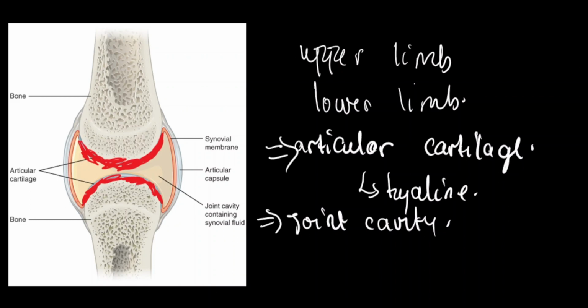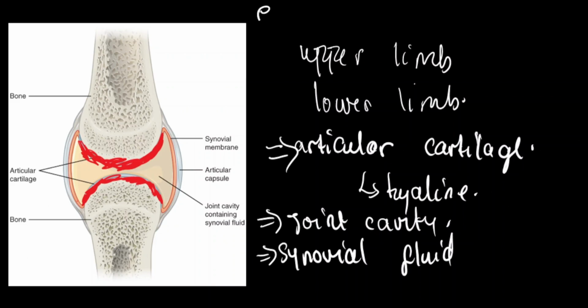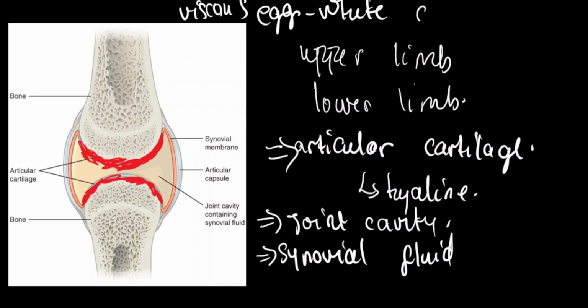Within the joint cavity or the articular cavity, we have the synovial fluid. As we would go on to see, the synovial fluid acts as a lubricant. Okay, so it acts as a lubricant between these two bones. It has an egg white consistency. Okay, so viscous egg white consistency. Now also, this is partly due to the hyaluronic acid that is produced by the synovial membrane.